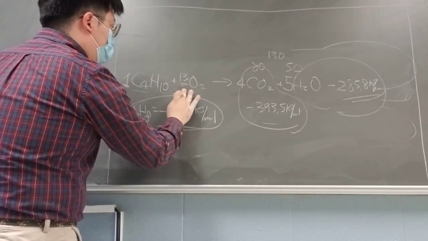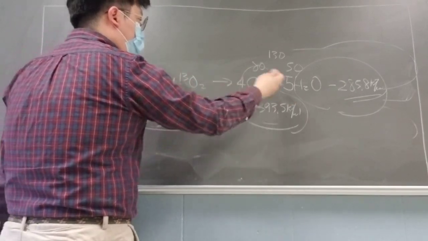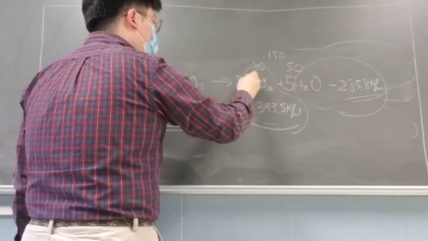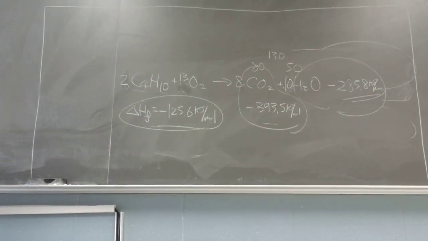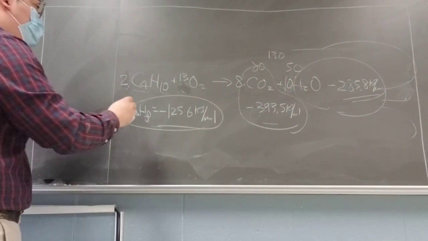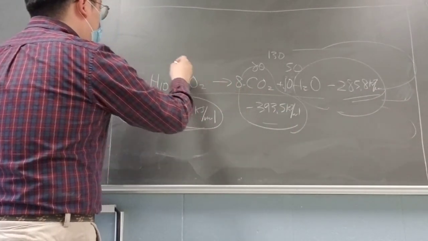But you can also do this one. So you just try to double all the coefficients, 8 and 10. So now you have another well-balanced equation here with integers. So basically what I'm going to do is the same.